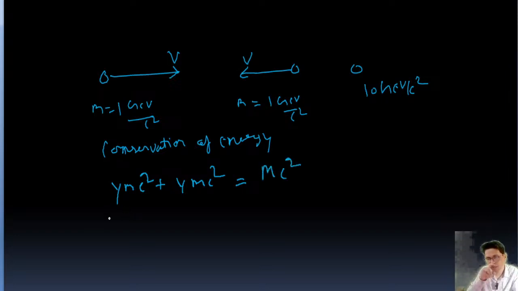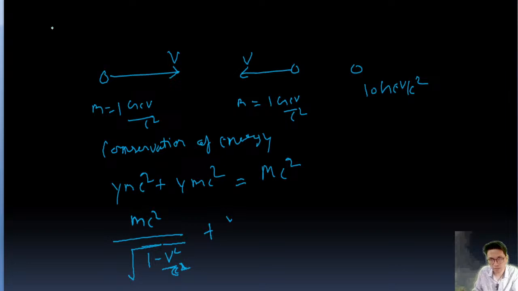Gamma value is 1 upon root of 1 minus v square upon c square. So this is going to be mc square upon root 1 minus v square upon c square, plus another mc square upon root 1 minus v square upon c square, and that is going to equal Mc square.